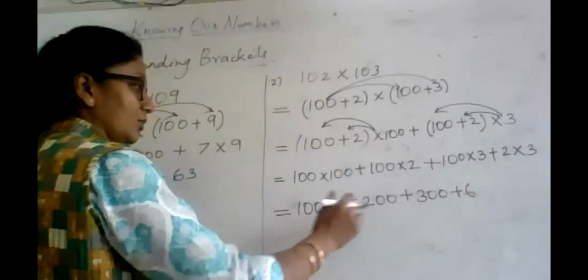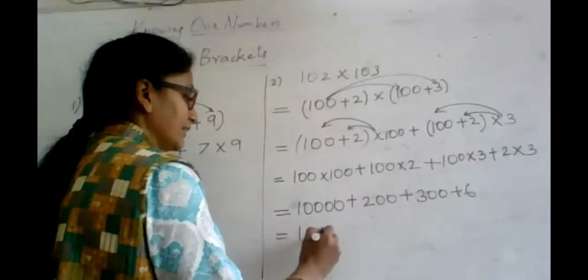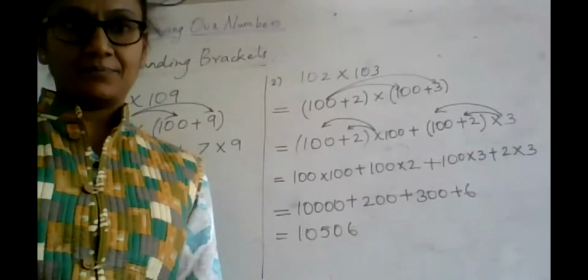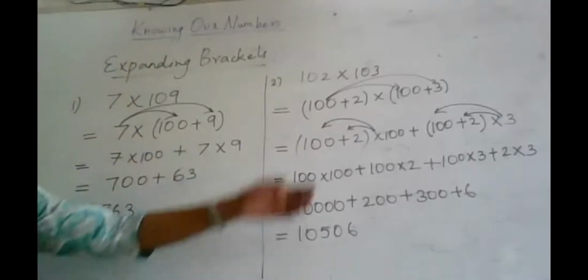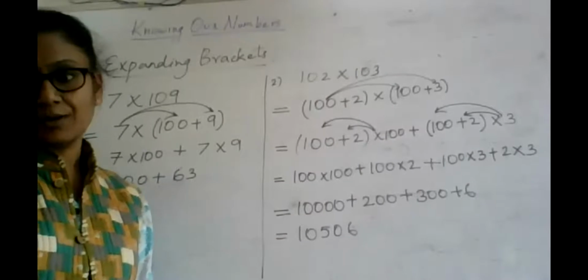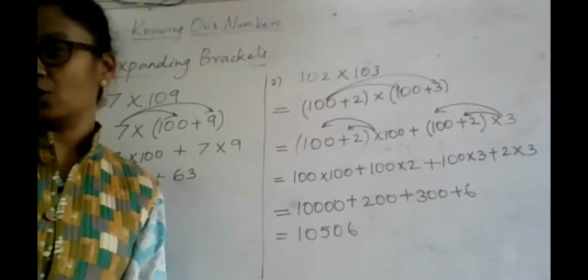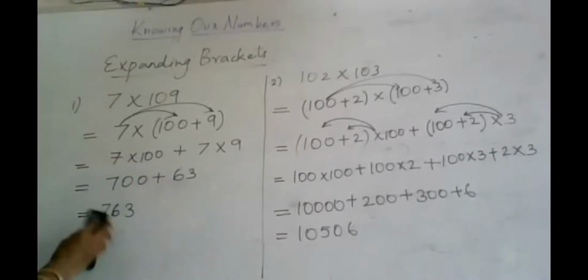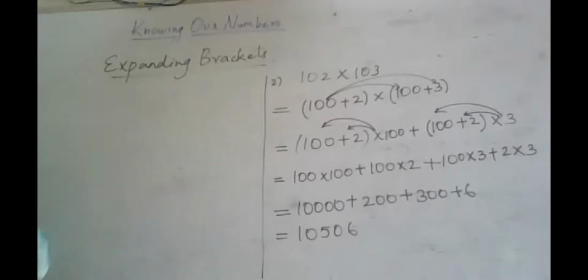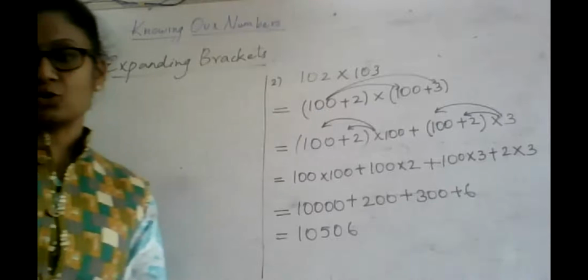So it is 10,506. So this is how you get the product very easily, by using the brackets and expanding the brackets according to the rules. Now we will take one more before we move on to the next topic. So we will take up the third one. I want you to write this in the notebook and keep it ready so that you know how to expand the brackets.